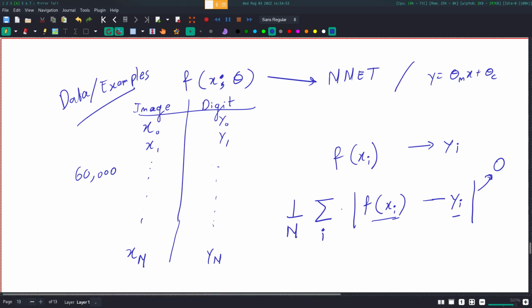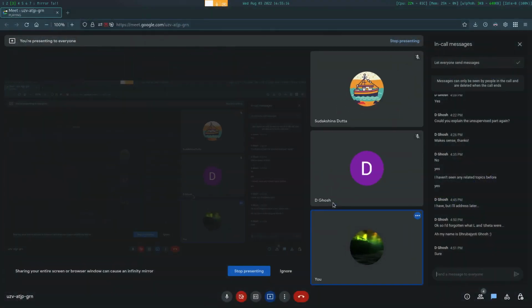all the images and all the digits, then we know our function is behaving as it should, at least from what we can see from our examples, right? So if this entire average is 0, we know that our function is behaving as it should, and we can be satisfied with our function, right? Does this make sense so far?